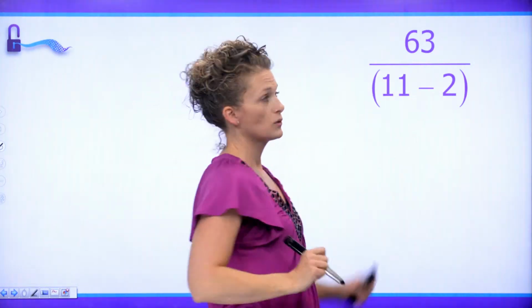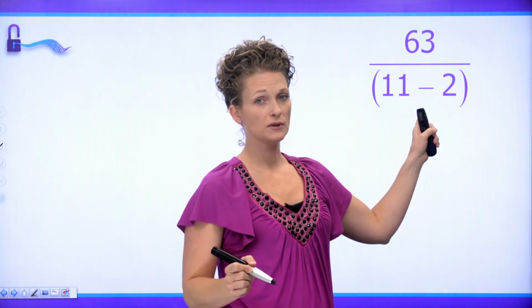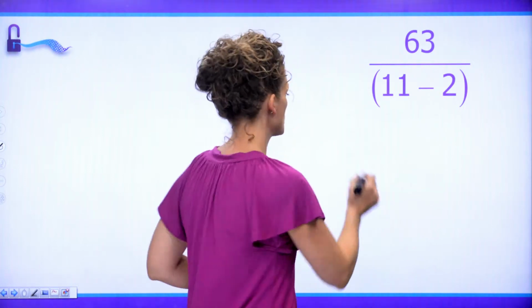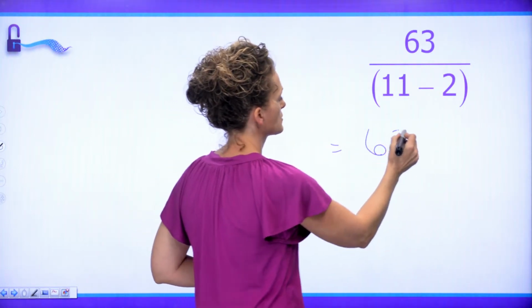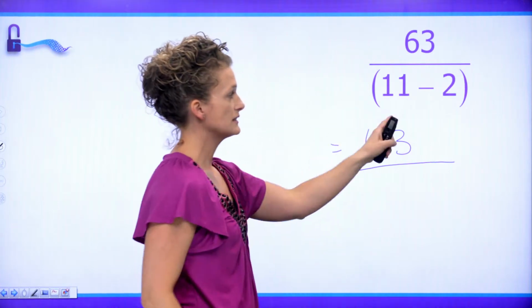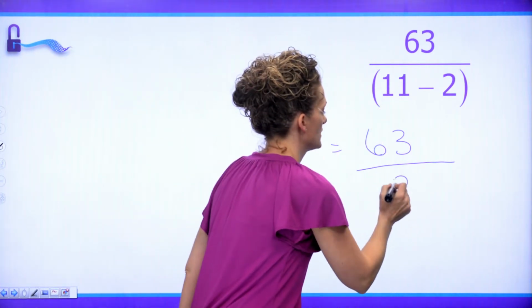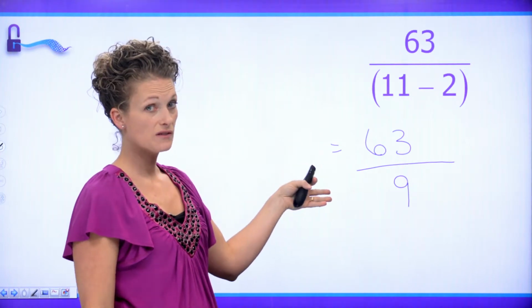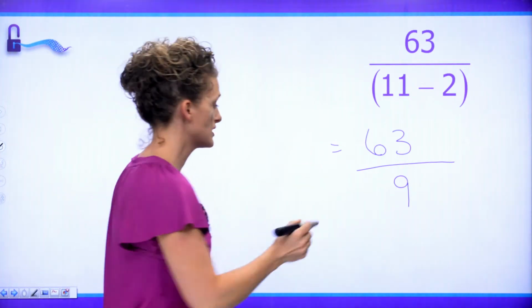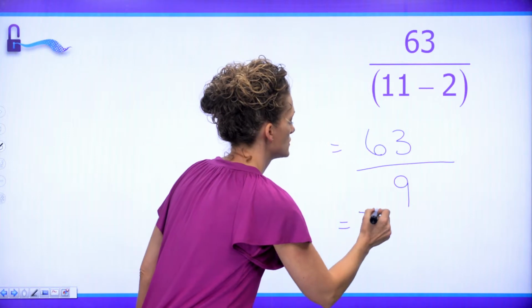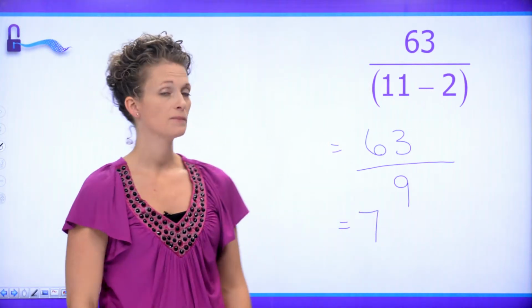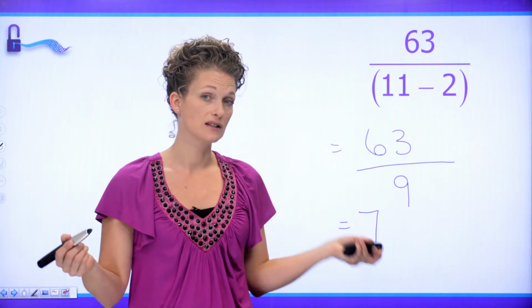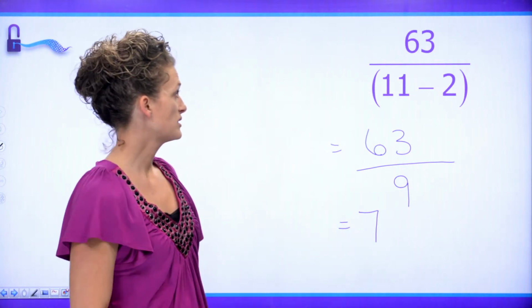63 divided by, notice there's a parentheses on the bottom of the fraction. That doesn't matter. You have to start with the parentheses first. So we're going to write the 63, and 11 minus 2, that gives us 9. And now we can go ahead and divide, because that is a mathematical operation that we are able to do. So we must, if we're simplifying. And now 7, there is nothing more mathematically that I can do, so it is completely simplified.